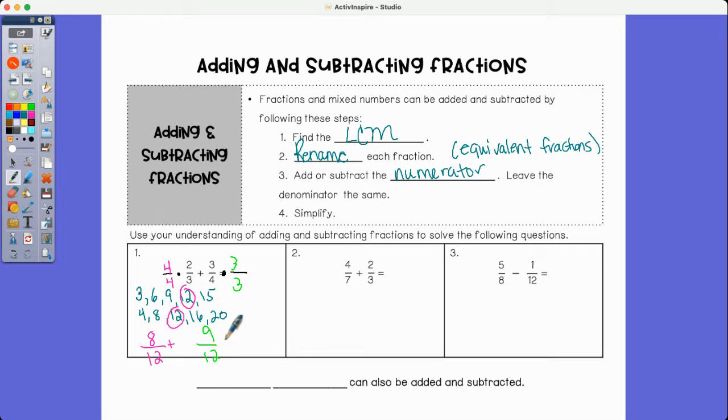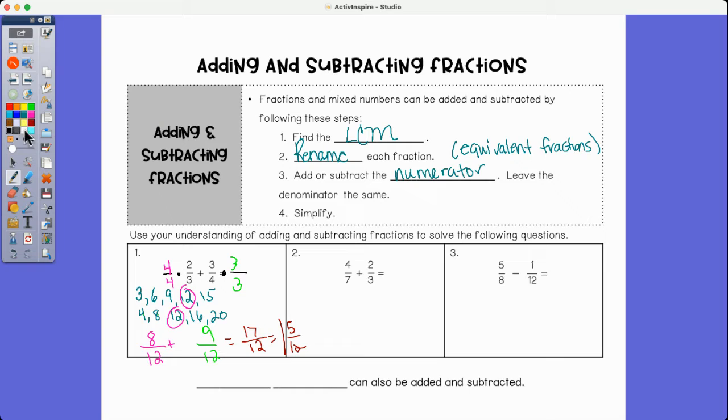We're going to come in here and we're going to add straight across for the numerator. I get 17 and my denominator is 12. This is an improper fraction. We don't want to leave that like that. So we're going to ask ourselves, how many 12s go into 17? And my answer is 1 whole. And then if I subtract, I'm left with 5 over 12. Okay.